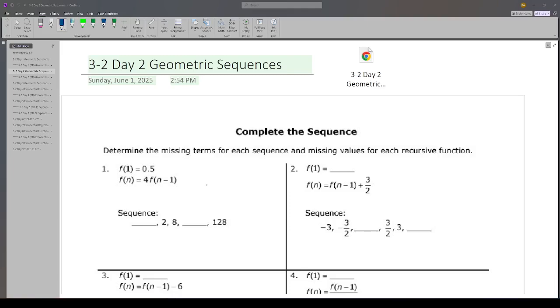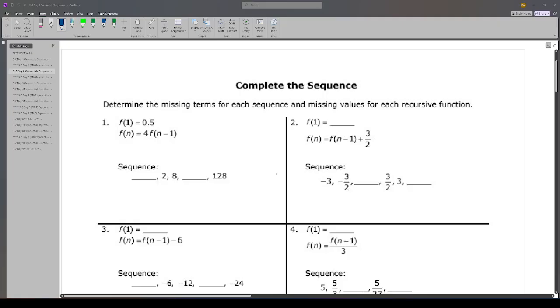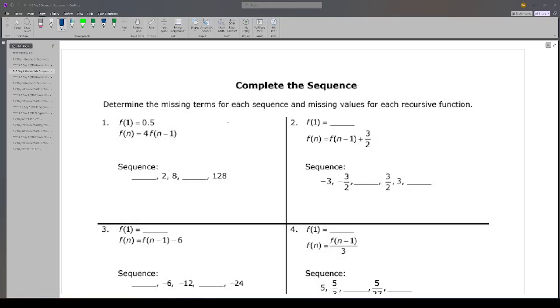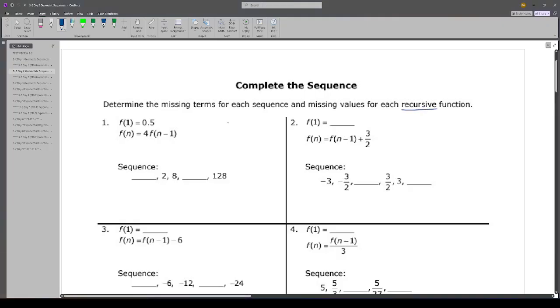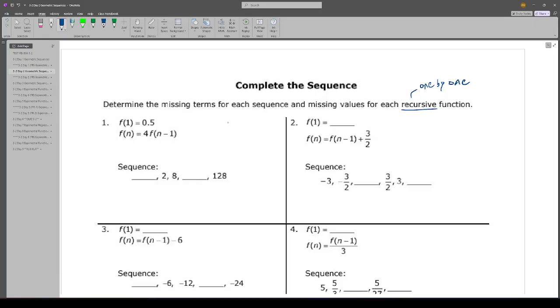So today we're working on practicing and reinforcing what we learned in the first day of geometric sequences. We're going to go through some of these refresher problems and talk about them. We have determined the missing terms from the sequences using recursive functions. So remember recursive, the key thing of that is that we're going one by one, one term at a time. We're not able to jump forward in the sequence like with an explicit formula.